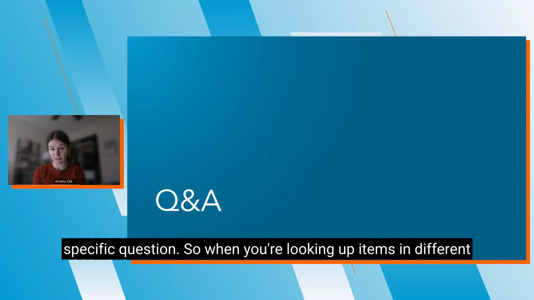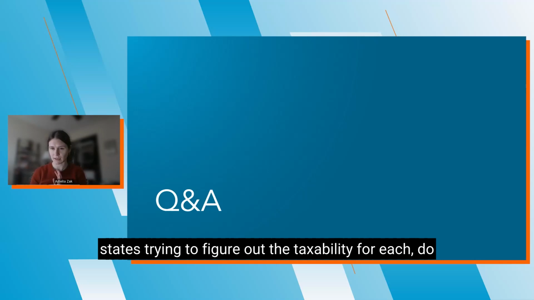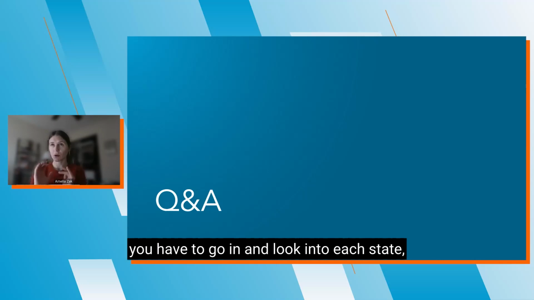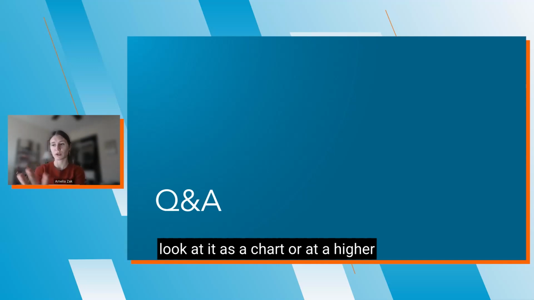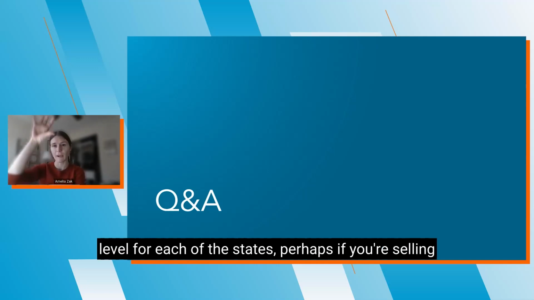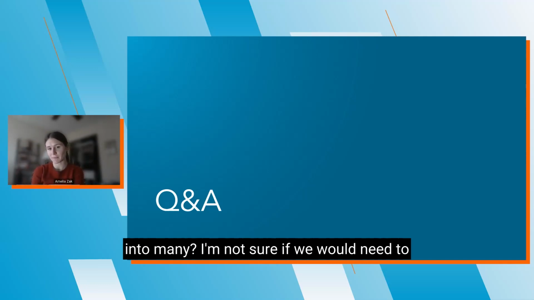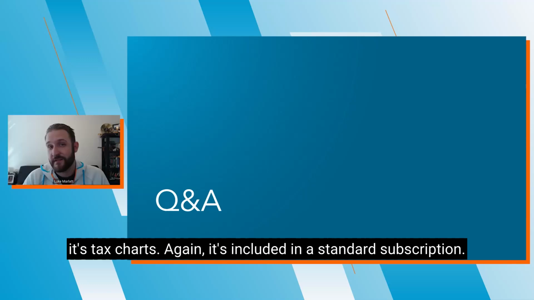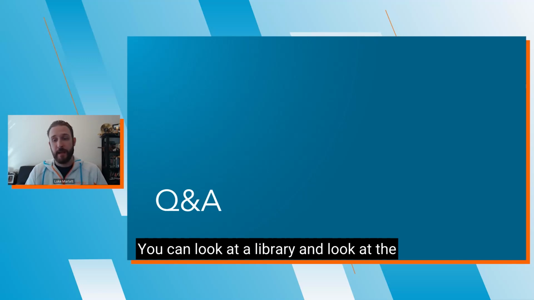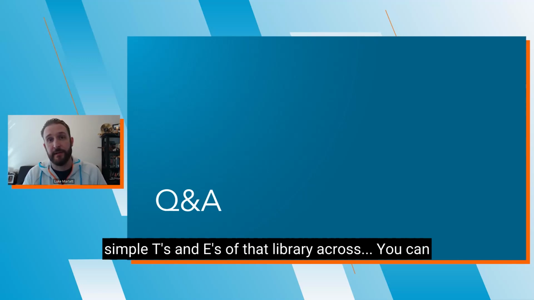Another ATR specific question. So when you're looking up items in different states, trying to figure out the taxability for each, do you have to go in and look into each state, or is there kind of a way to go and look at it as a chart or at like a higher level for each of the states? Perhaps if you're selling into many. I'm not sure if we would need to do a demo again to show that, or maybe you can just speak to it, Luke. Yeah, I mean, it's tax charts. Again, it's included in a standard subscription. You can look at a library and look at the simple T's and E's of that library across.